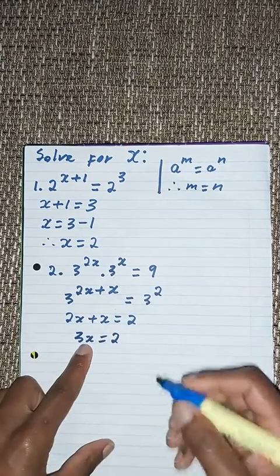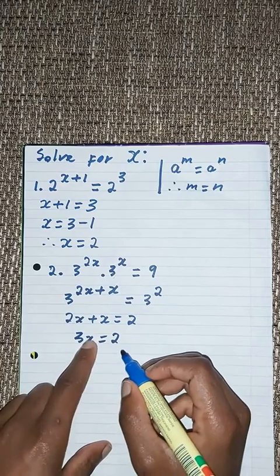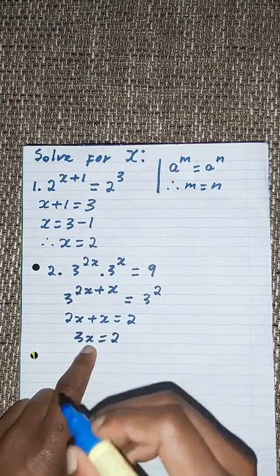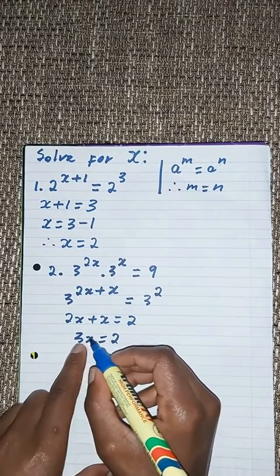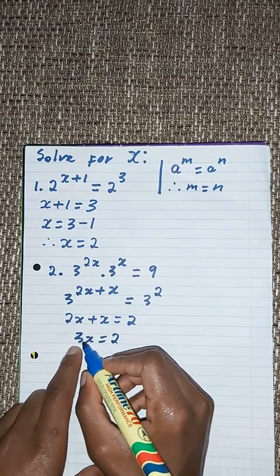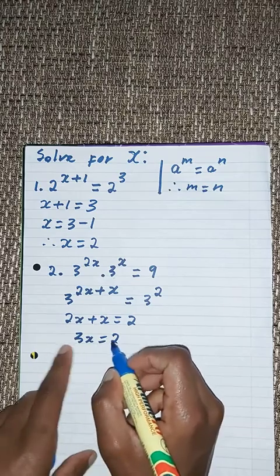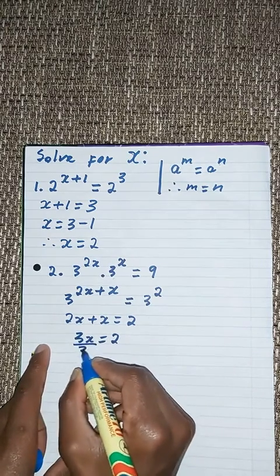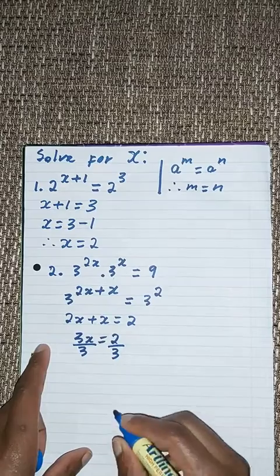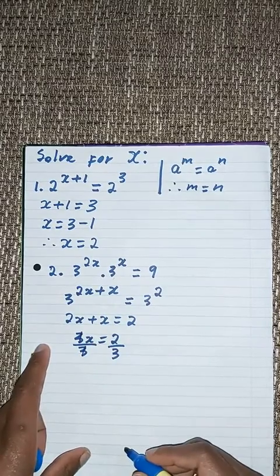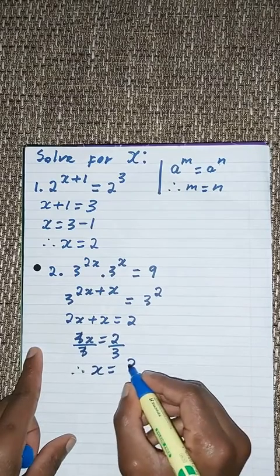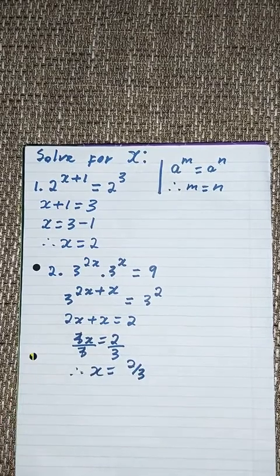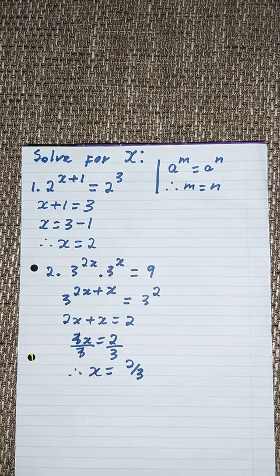Again, when solving for x, the aim is to just remain with x alone on one side, right? So because x in this case has a coefficient of 3, it means I have to divide by this 3 on both sides of the equation. The 3 cancels with this 3 on this side. Therefore, my x is equal to 2 over 3. This is my final answer. Okay, that's my final answer.